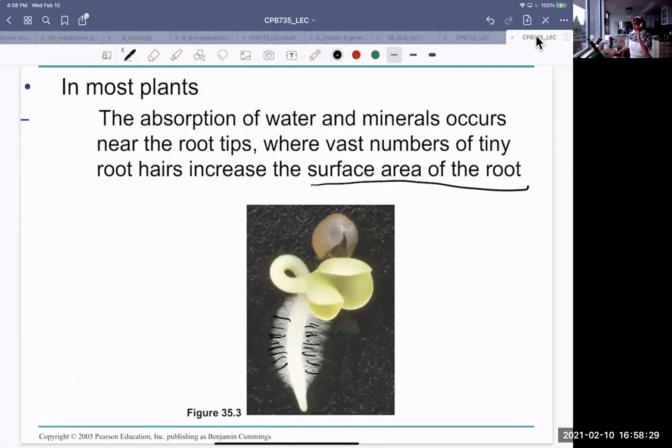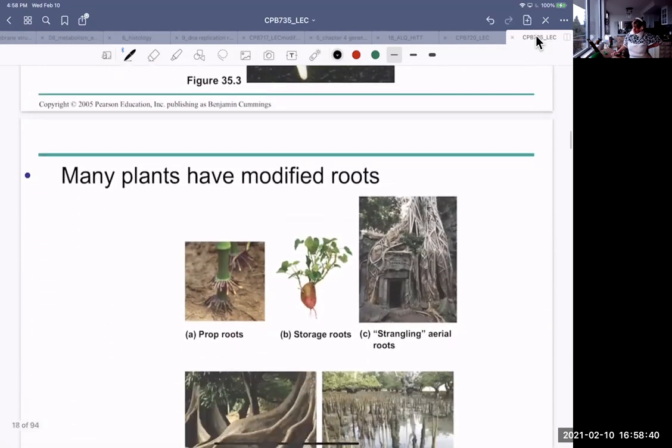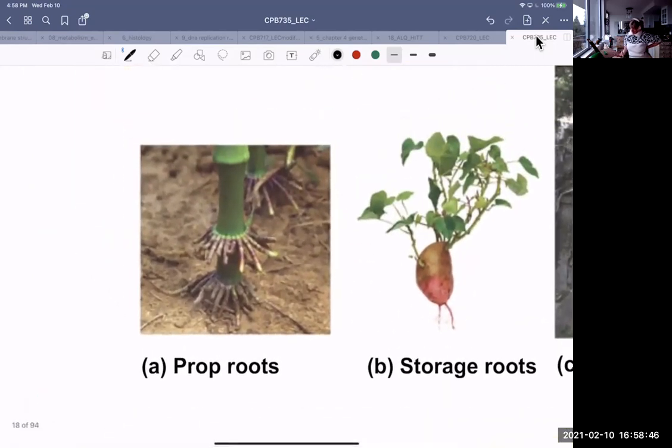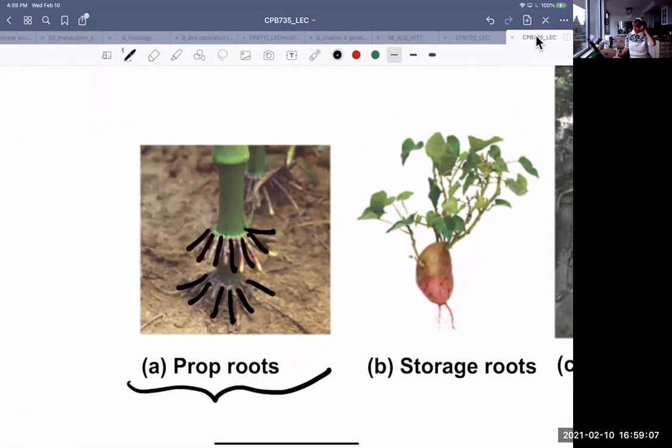And what Andrew mentioned before were symbiotic fungi. Their purpose is to increase the surface area of the root. And lots of roots are quite modified in very interesting ways. So this plant is in the tropics, and the soil is wet, and it props itself up with roots like that. And if it sinks into the soil, it's got these roots here to keep it propped up above the soil. Those are called prop roots.